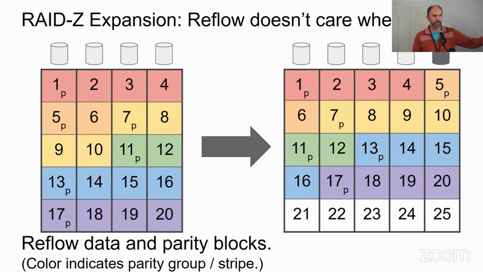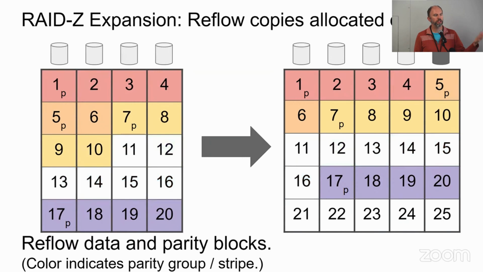So it's kind of a degenerate case where sector 5 is the parity of just 6. It's not a full row of parity, it's just a partial row of parity. But the good thing for reflow, for RaidZ expansion, is that when we reflow it, we don't care where the parity is. We're just moving it around as though it were any other sector.